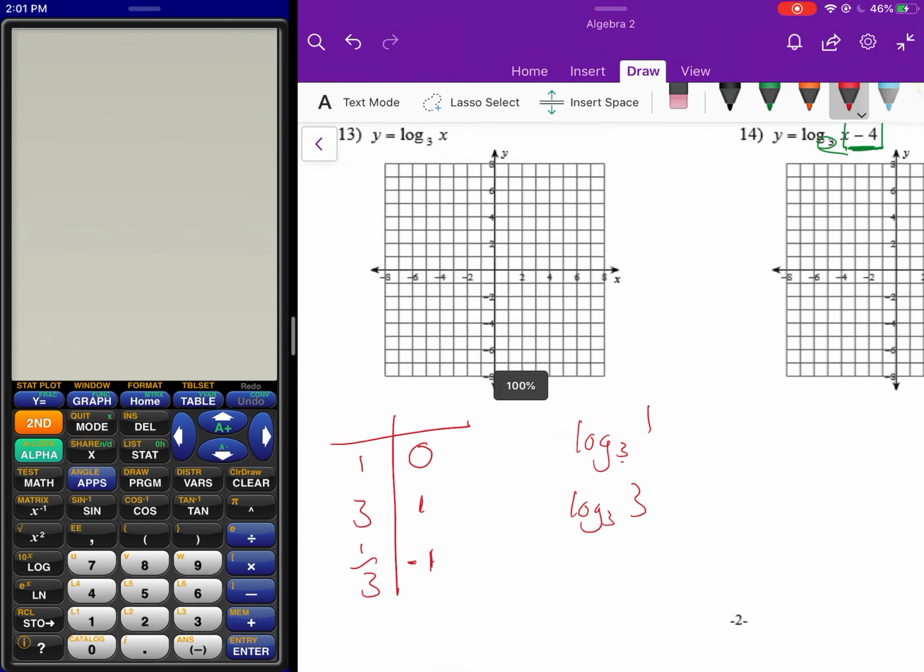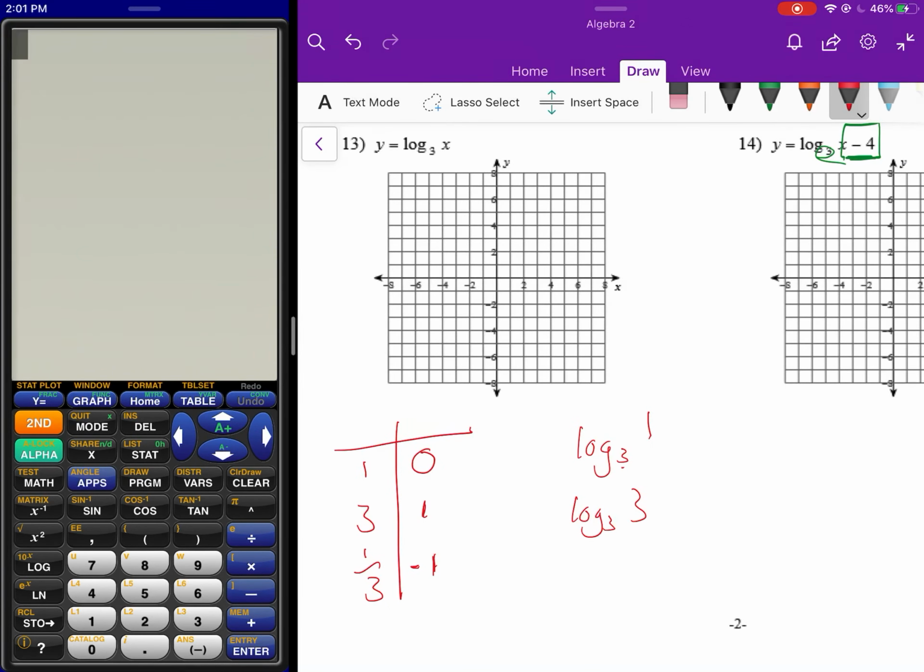Those are the 3 points that you need when you're graphing a parent function. So number 13 is a parent function. It doesn't have anything added or subtracted. So we're going to graph those 3 points. We have the point (1, 0), that's right here. We have the point (3, 1), and (1/3, -1). Now you should have an idea of what the logarithmic function looks like already. It has a vertical asymptote at the y-axis. It always goes through the point (1, 0), and then it goes upward. So there is the parent function. That's the answer to number 13.